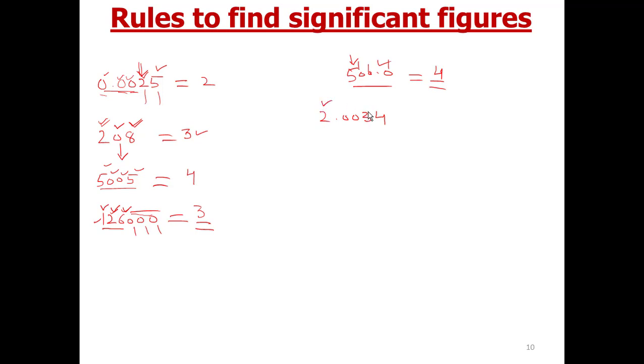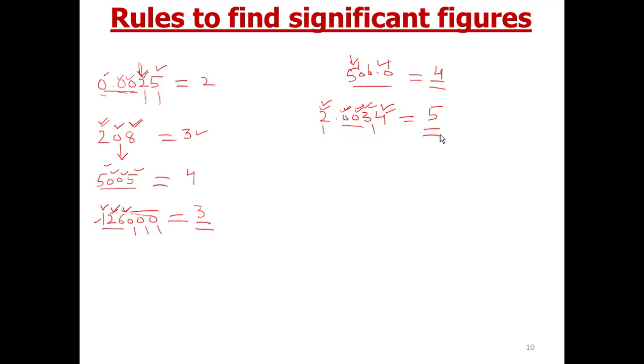Similarly, 2.0034: these non-zero numbers are significant figures, 3 of them. What about these zeros? These zeros are between two non-zero numbers, so they are significant. So this number has 1, 2, 3, 4 and 5 significant figures. So that is how we find the significant figures.